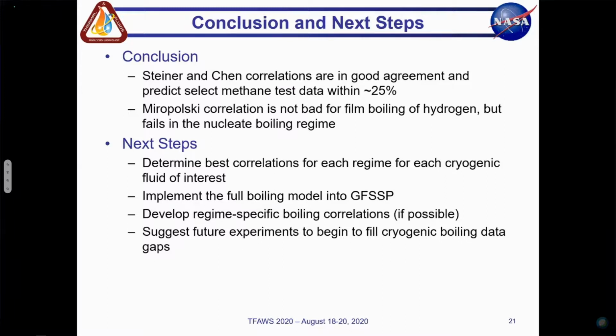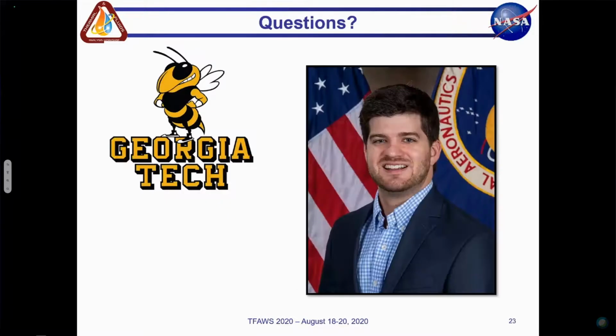The nuclear boiling and the film boiling model has been implemented in GFSSP, but the model itself is still incomplete. So I still need to finish it and try to find test cases that have multiple regimes within the same test case to see if GFSSP can handle the change in heat transfer coefficient. If possible, I can analyze the data that I've accumulated and develop a correlation, if that's even possible. And then finally, suggest experiments that can be done to fill these gaps, because again, there's a lack of data available for these cryogenic fluids. So there's much to be done, and I hope to suggest experiments that'll help us model these cryogens better.